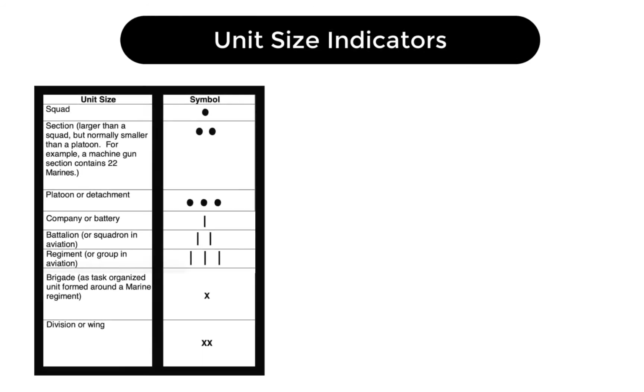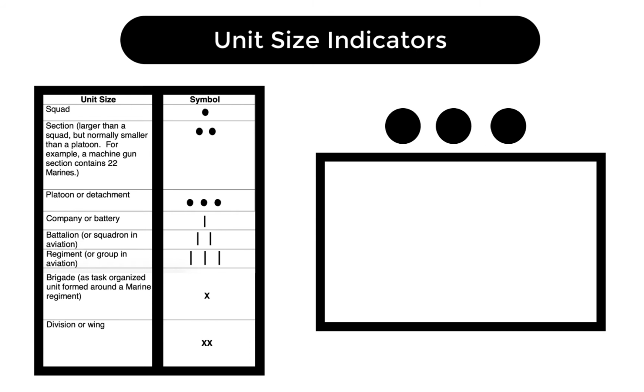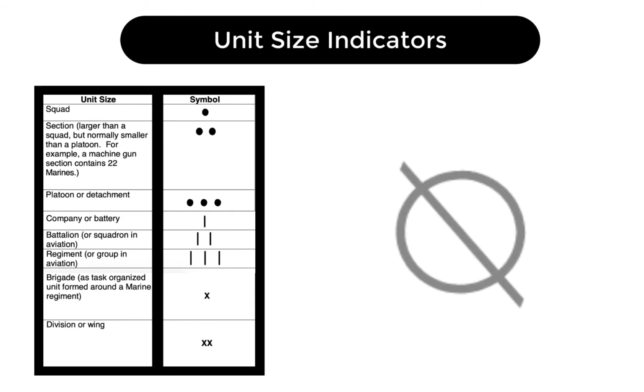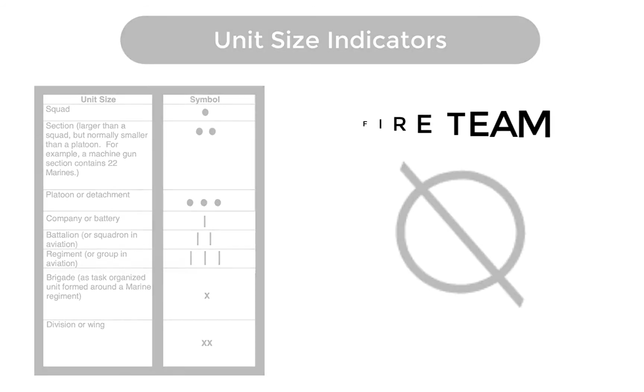Unit size indicators include elements at the top of the symbol to represent the relative size of the unit. These symbols include squad, section, platoon or detachment, company or battery, battalion or aviation squadron, regiment or aviation group, brigade, and division or wing. Additionally, the symbol for fire team, while not used in constructing unit symbols, will be incorporated at the small unit level in fire plan sketches.